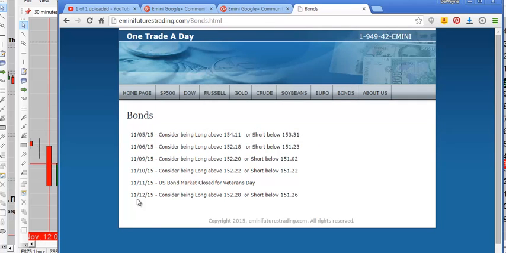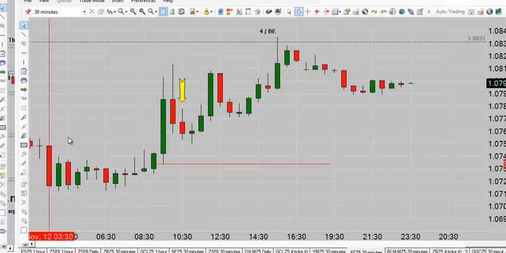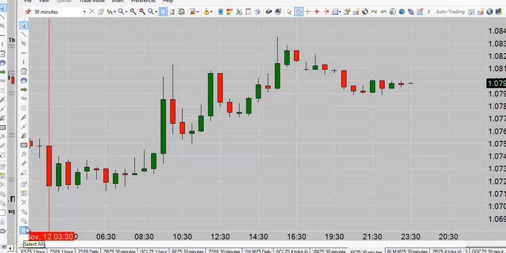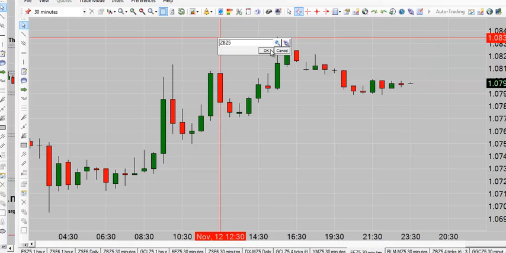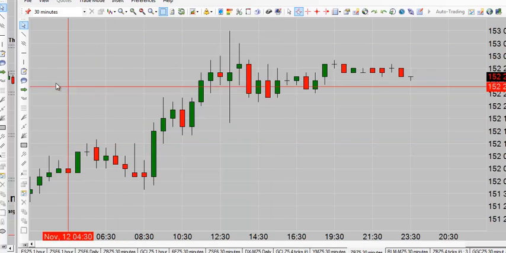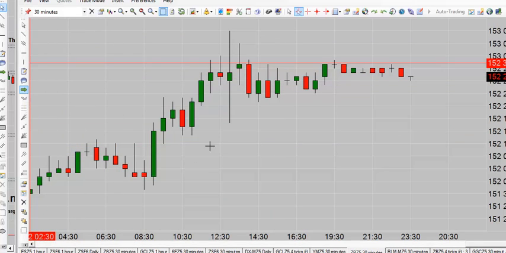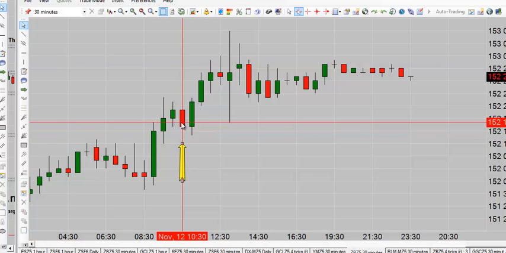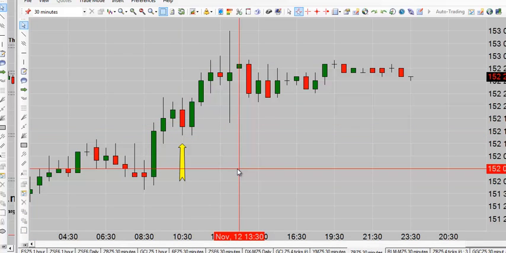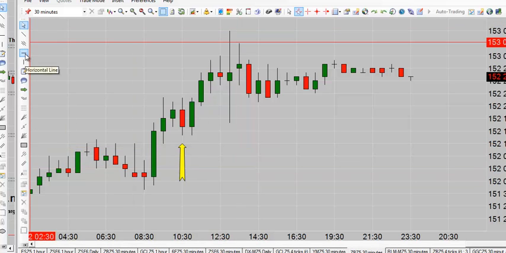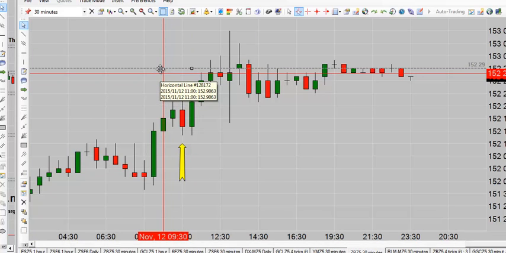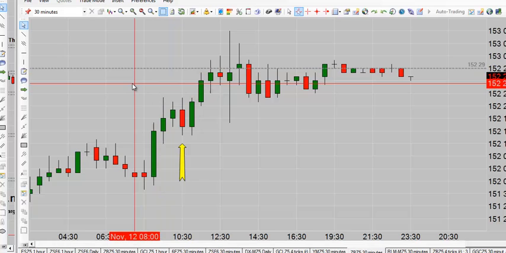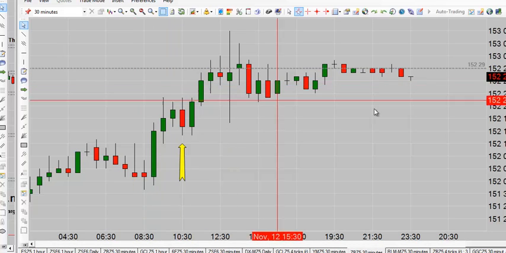All right. Bonds. Long above 152.28, short below 151.26. Remove drawing objects. Change the chart. ZBZ. We're trading December bonds. Let's go to our 1030 candle. Is that it? That is it. Okay. 152.28. Got to bump it up one tick. It's 29. On the short side, 151.26. No danger of that.